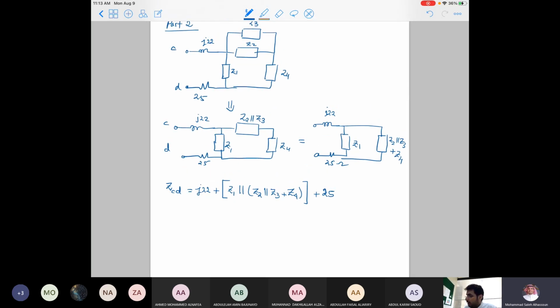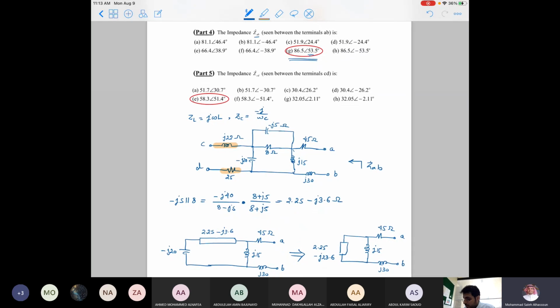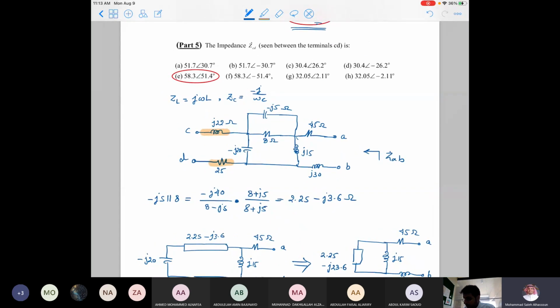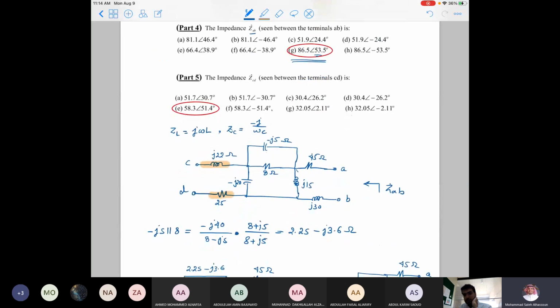So I did not calculate any intermediate value. What I will do now is calculate each one individually. So Z2 in parallel with Z3 is going to be, this is the value that I calculated last time. Again, what is Z2 here? Minus 20. Nope. Z2 is 8.